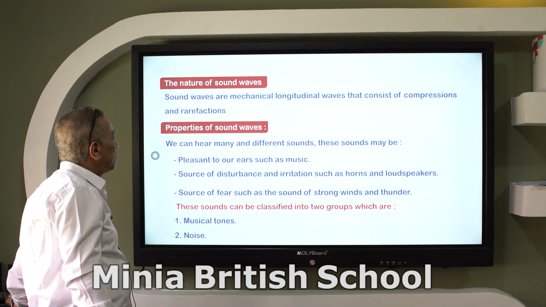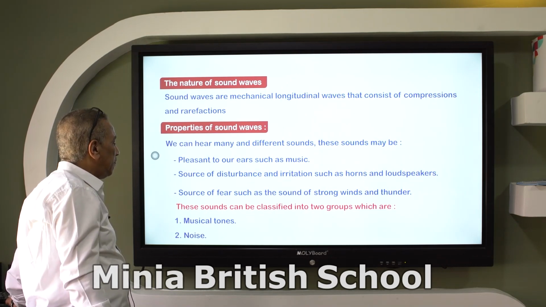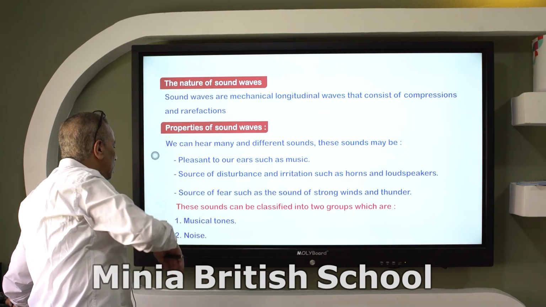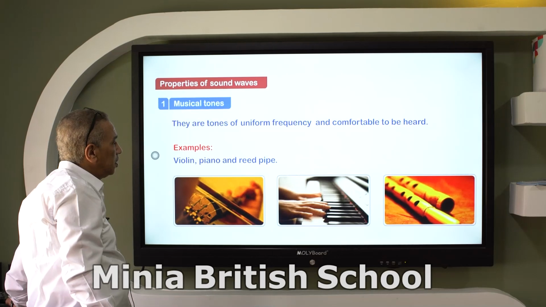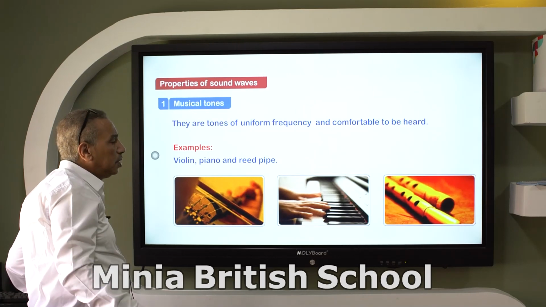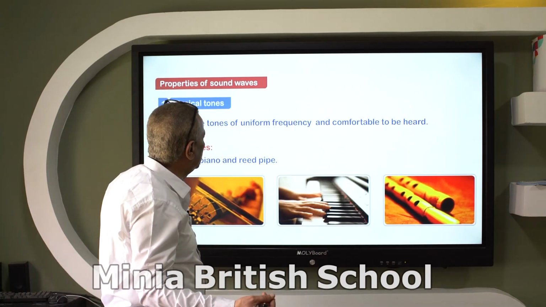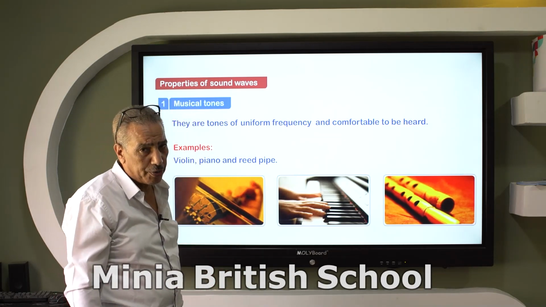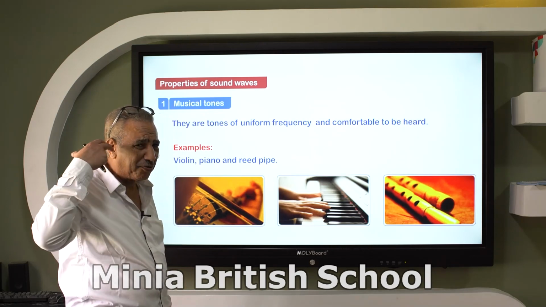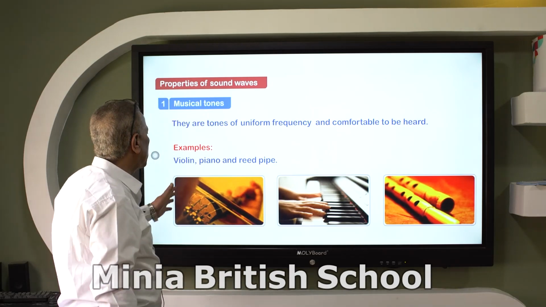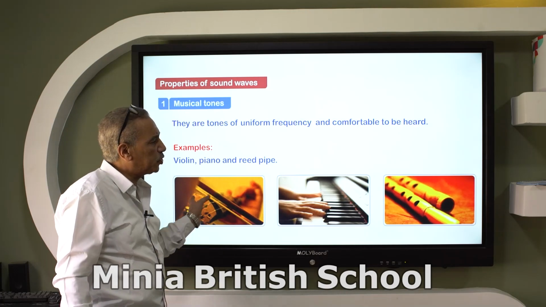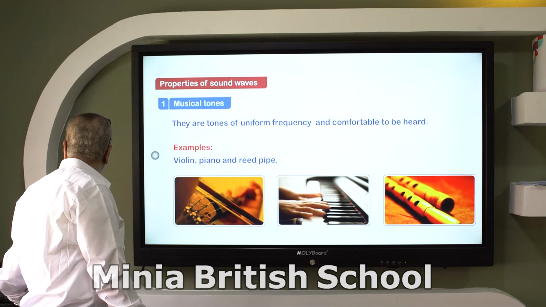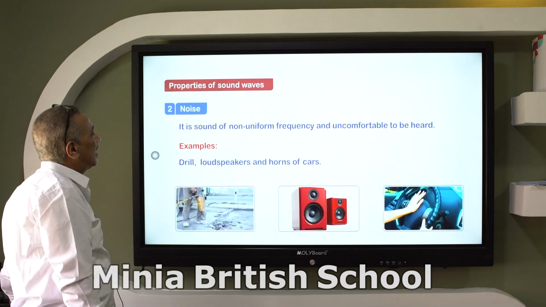Number 1, the sound pitch. First, we have to classify the sound waves into musical tones and noise. The musical tone is the type of tone that has uniform frequency and is comfortable to be heard, not bad for the ear to hear. For example, violin, piano, and reed pipe are different musical instruments producing musical tones.